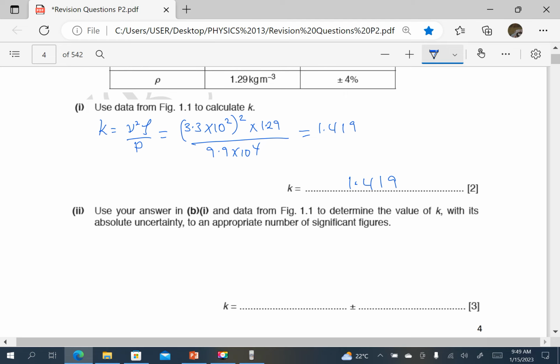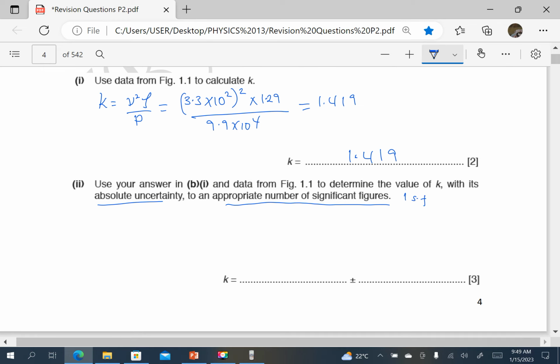Use your answer in B Roman 1 and data from the figure to determine the value of K with its absolute uncertainty to an appropriate number of significant figures. Absolute uncertainties are going to always be written to one significant figure. We already have a value of K, we shall just find uncertainty. Note that there is a square, there is multiplication, there is division. So we either add the fraction uncertainties or we add the percentage uncertainties. So percentage uncertainty in K is equal to, because of the power on V, twice percentage uncertainty in V plus percentage uncertainty in rho plus percentage uncertainty in P.